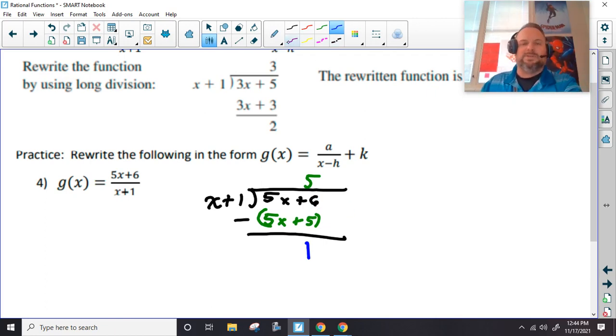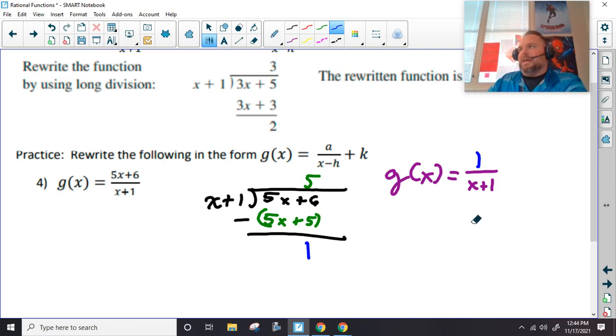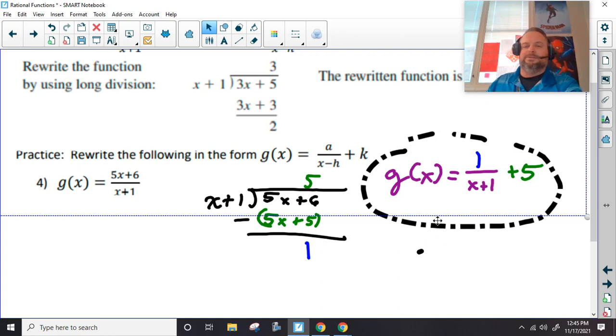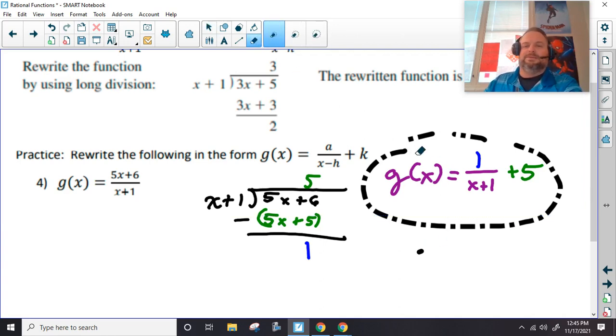Here's what's kind of neat about this. When we are rewriting it, we take the remainder right here and put it over the denominator, like a remainder would look. And then we take this top number and we put it right here. You're like, yeah, you're lying again, Jeffries, telling us stuff is easy when it's not.